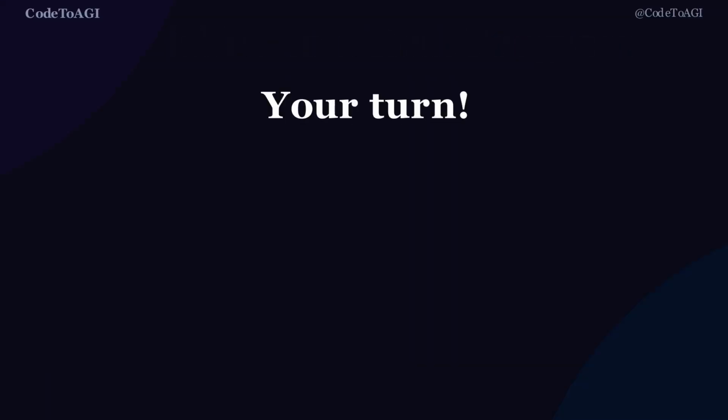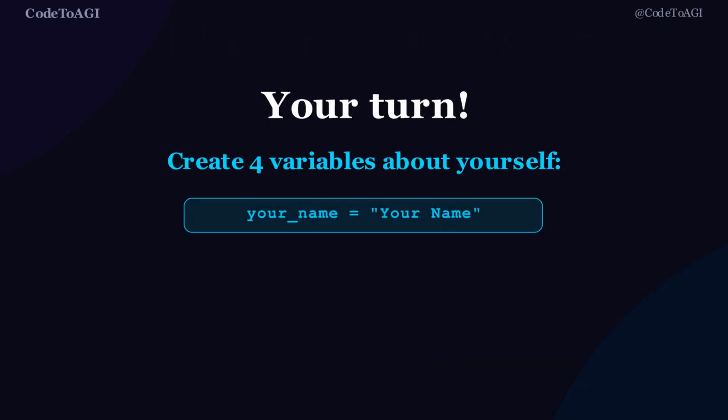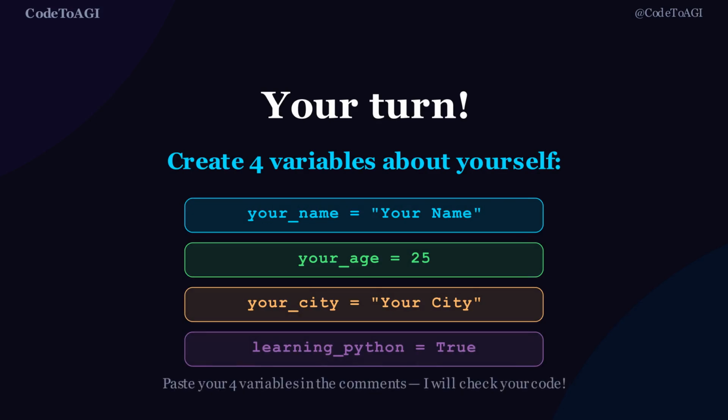Now it is your turn. I want you to create 4 variables about yourself right now. Your name as a string, your age as an integer, your city as a string, and learning_python = True as a Boolean. Open your terminal, type python, and create those 4 variables. Then print them. Once you have done it, paste your 4 variables in the comments.